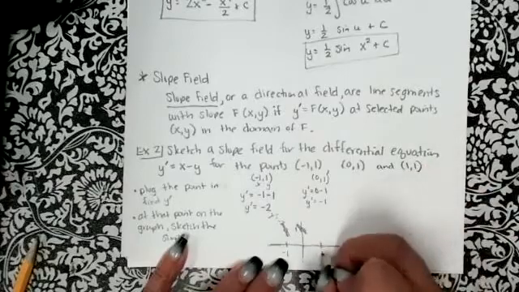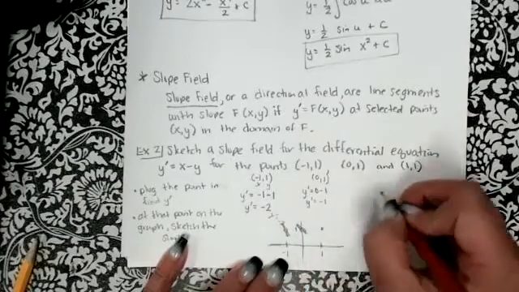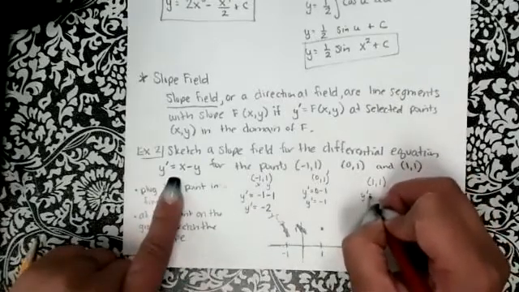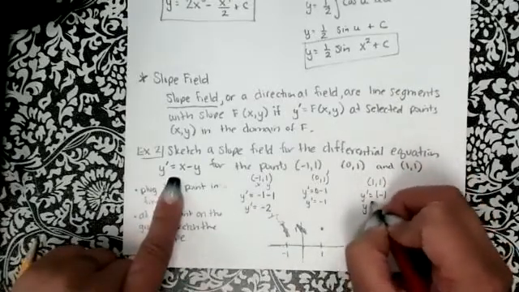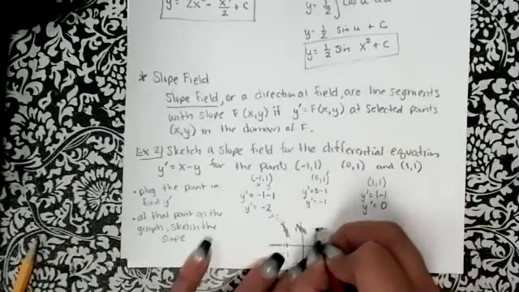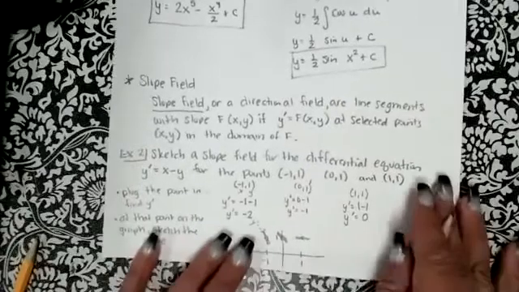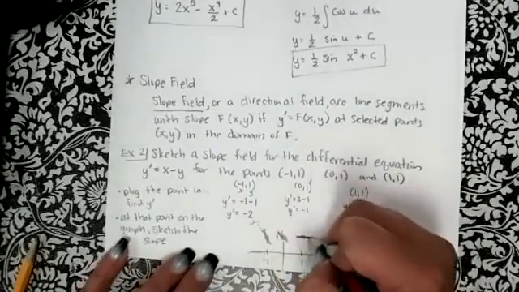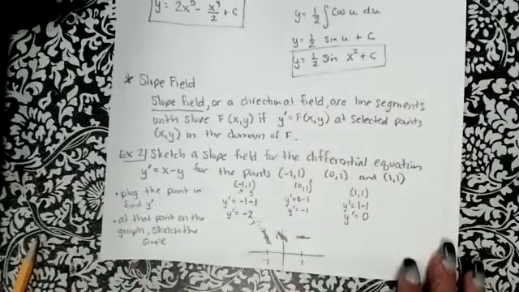And the last one I'm going to plug in is the point 1, 1, which is right here. So this is y prime equals 1 minus 1, which is y prime equals 0. Well, a slope of 0 is a horizontal line. So this is a slope field. You're drawing slopes at each individual point.